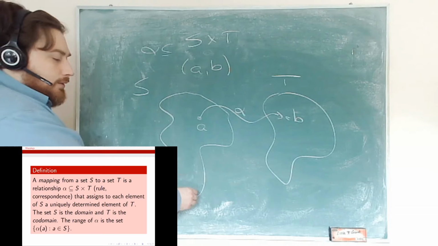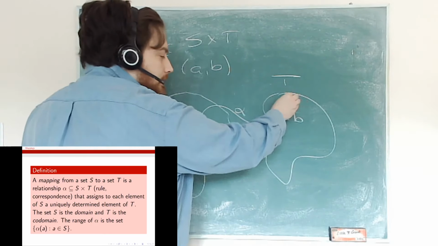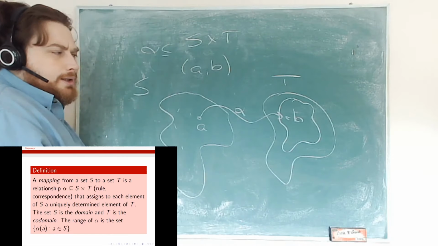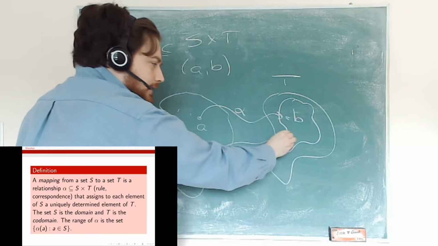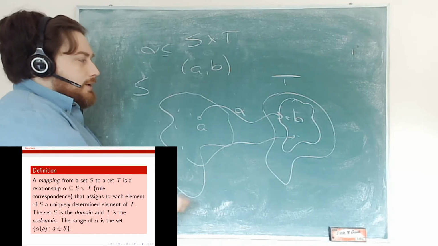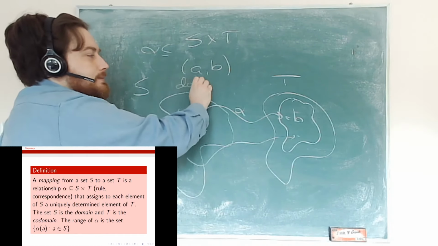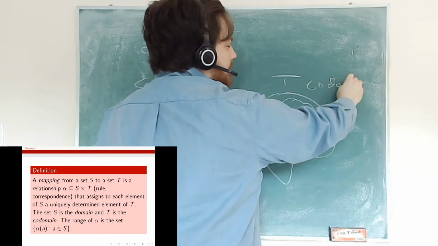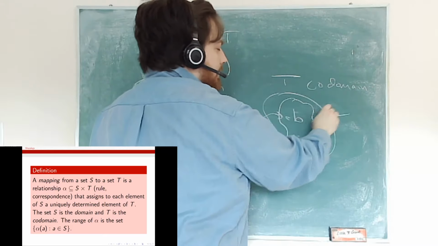If I take all the places that all of these things go to, it's going to be some subset of T. So that's what I'm calling my range. These are all things that actually get mapped to from things over in here. So here's my domain, codomain, and my range.